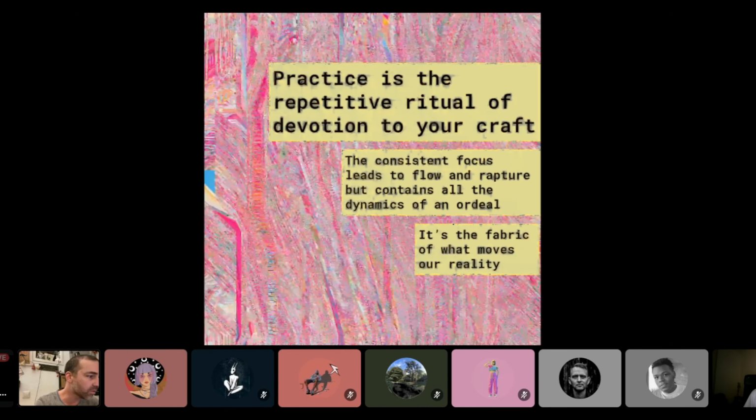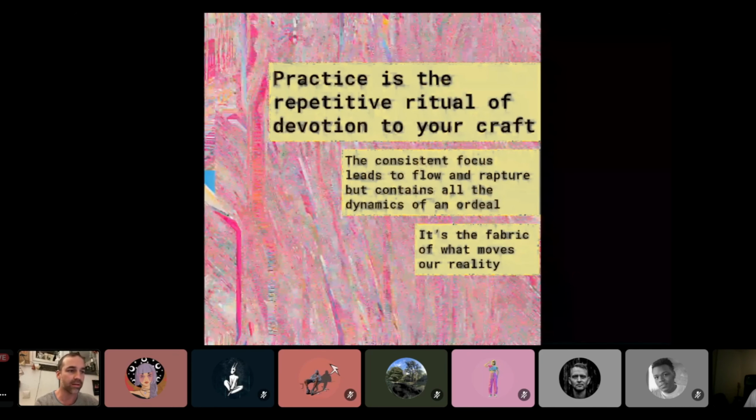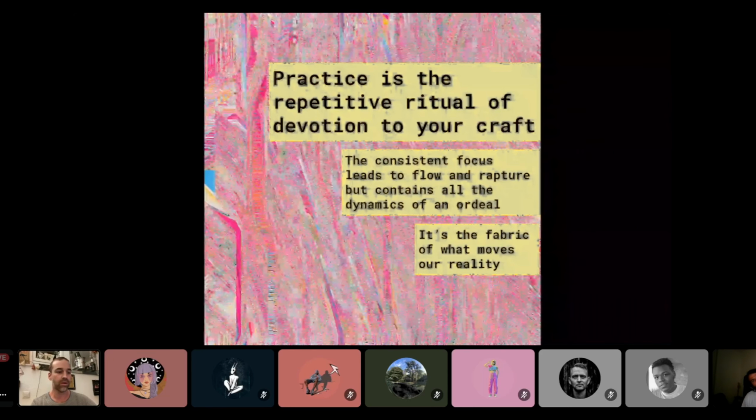So just before, we're saying, what is art practice? We're talking about what is art. It's this fundamental of reality in a way. Not everyone interacts with it or sees it as the thing they do. But life is an artwork. The universe is an artwork. That's just the basic idea, right? So put that there. And then practice is the repetitive ritual of devotion to your craft.